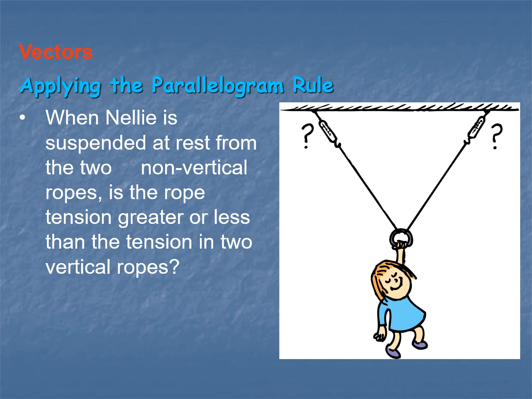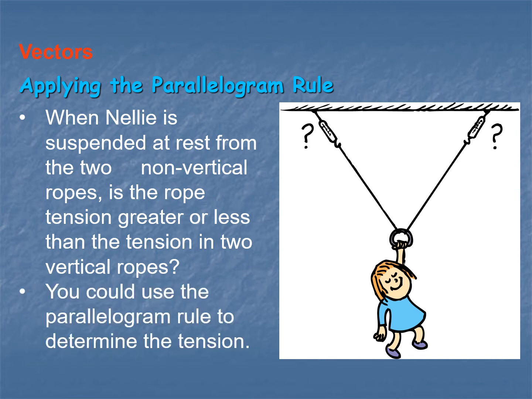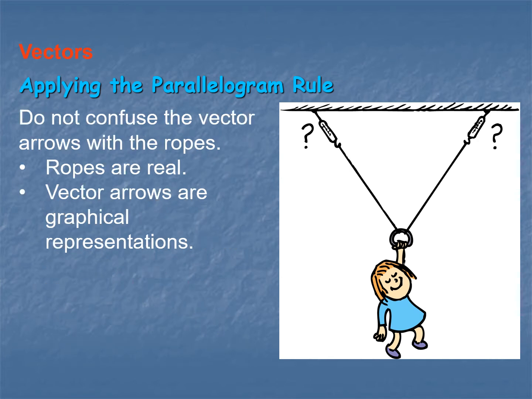So we can look at this as if it is a parallelogram. First, I want to make sure you understand we're going to draw vector arrows on top of this diagram, but the vector arrows do not actually represent the ropes. They represent the forces. Okay? Ropes are real objects. Vector arrows are not real. They are graphical representations of reality.